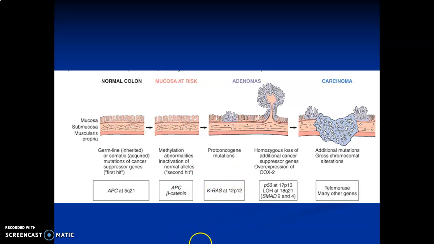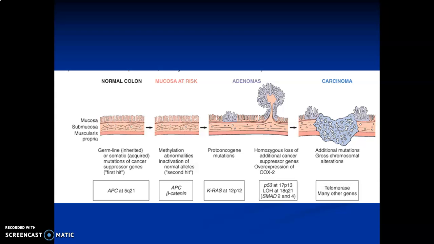Then mutation in the proto-oncogene KRAS, loss of additional tumor suppressor genes like p53, and mutation in telomerase will lead to carcinomas. First adenomas, then carcinomas.